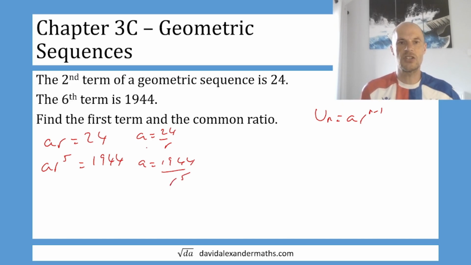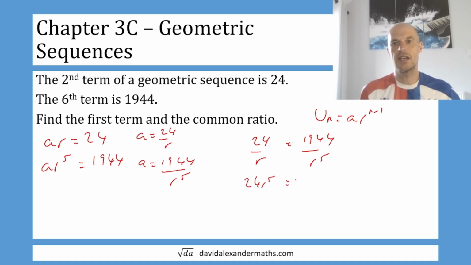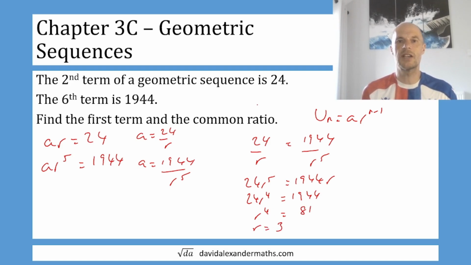So we've got two equations for a. So what we can therefore say is that 24 over r must equal 1944 over r to the power of 5. We're going to cross multiply. 24r to the 5 is 1944 over r. So we can say that 24r to the power of 4 is 1944. So r to the power of 4 is 1944 divided by 24, which is 81. So therefore r is 3. So the common ratio is 3.